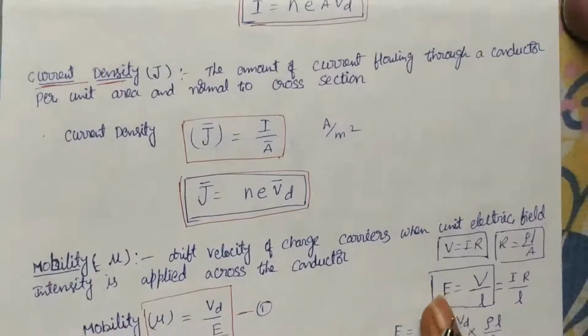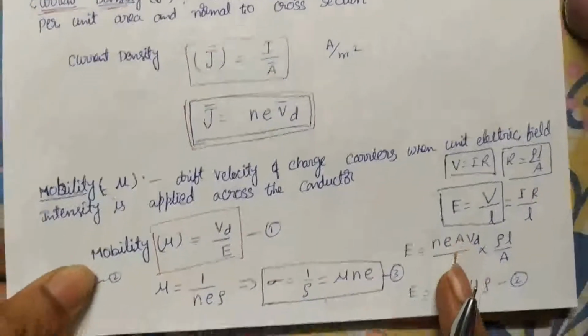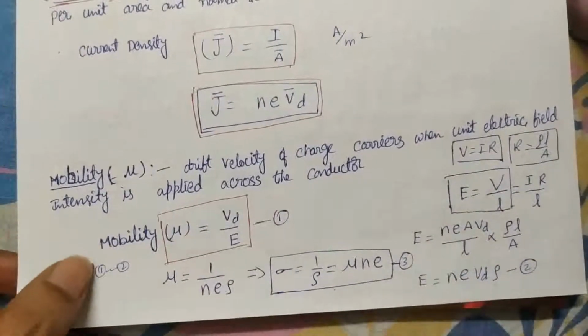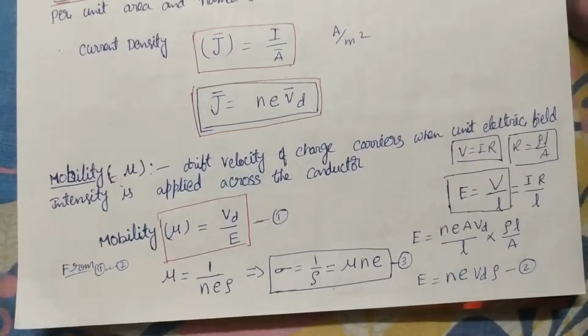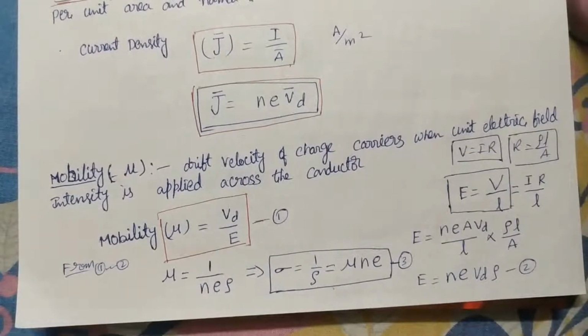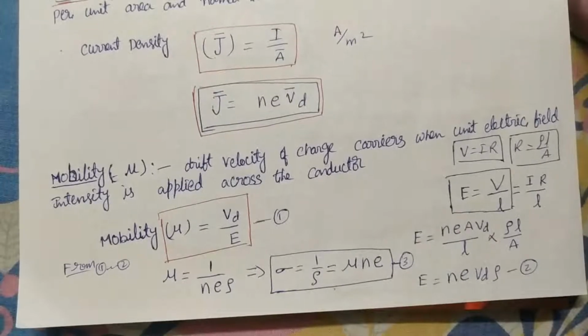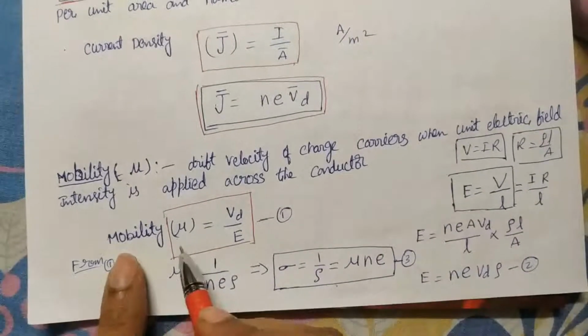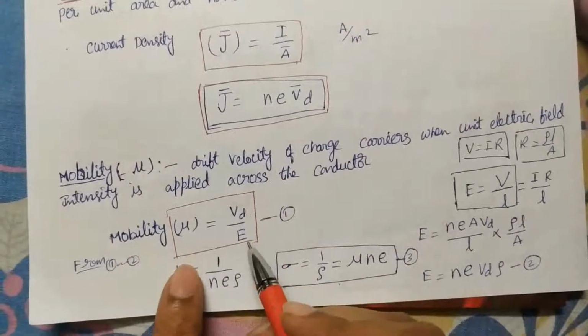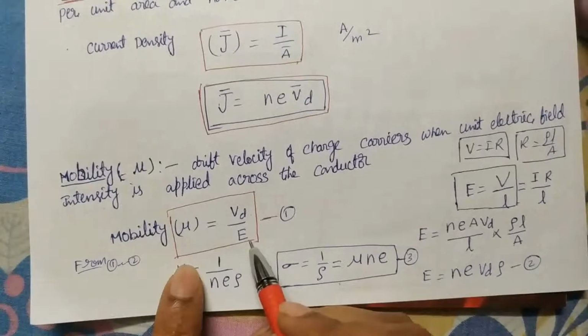After that we'll see about the mobility of charge carriers. What does mobility mean? It is the drift velocity gained by a charged particle when we apply unit electric field intensity. Mobility is equal to drift velocity by electric field intensity.